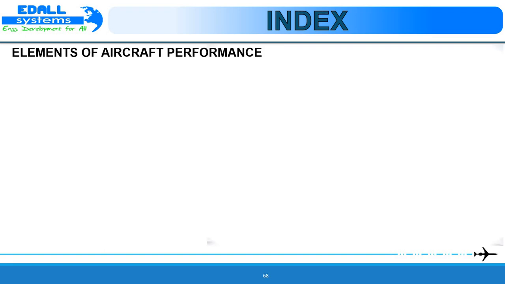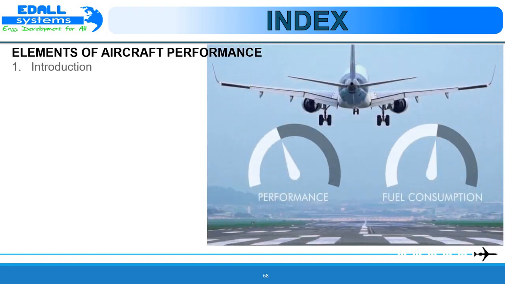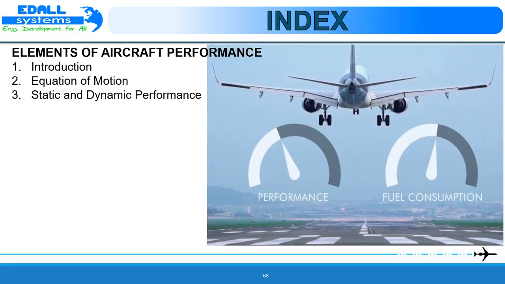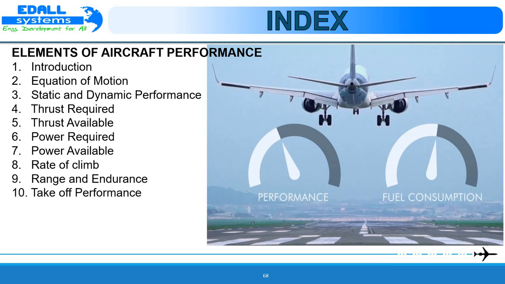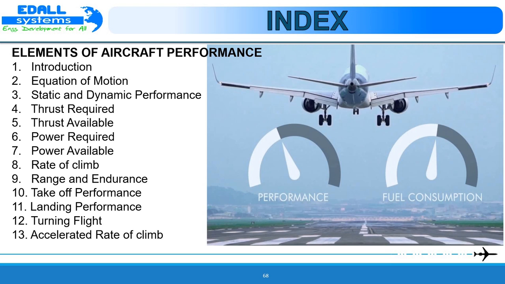Under airplane performance, we will be studying the introduction, equation of motion, static and dynamic performance, thrust required, thrust available, power required, power available, rate of climb, range and endurance, takeoff performance, landing performance, turning flight, accelerated rate of climb, and finally the V-n diagram.